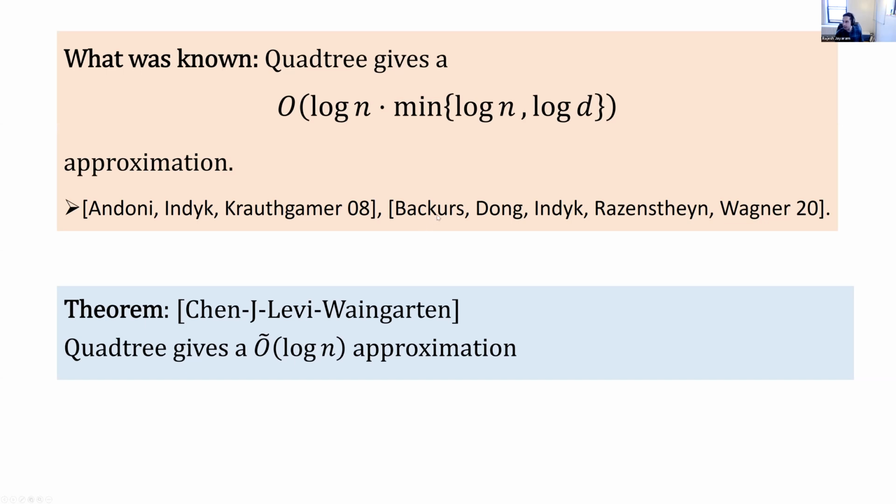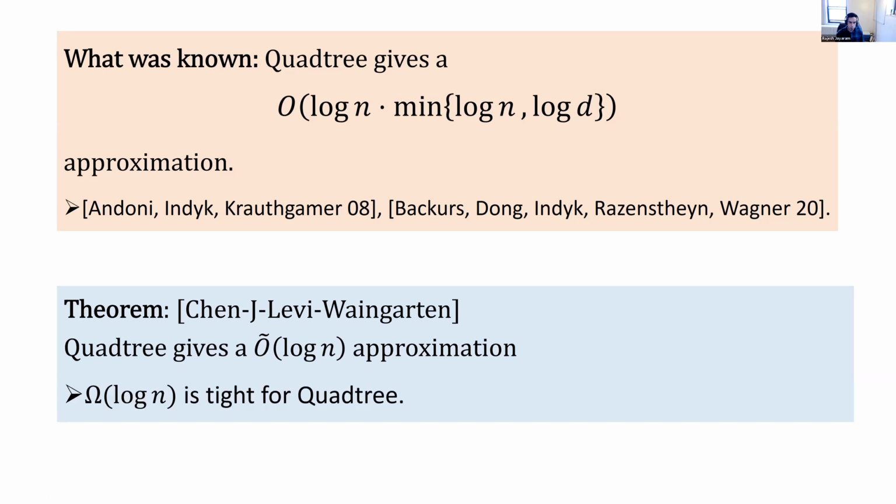So this is the main result I want to tell you about now. And one more thing is that actually this approximation of log n is tight for this algorithm and this whole class of algorithms. So if you want to use this embedding into a quadtree and computing the distance from the quadtree, you're not going to get better than a log n approximation.